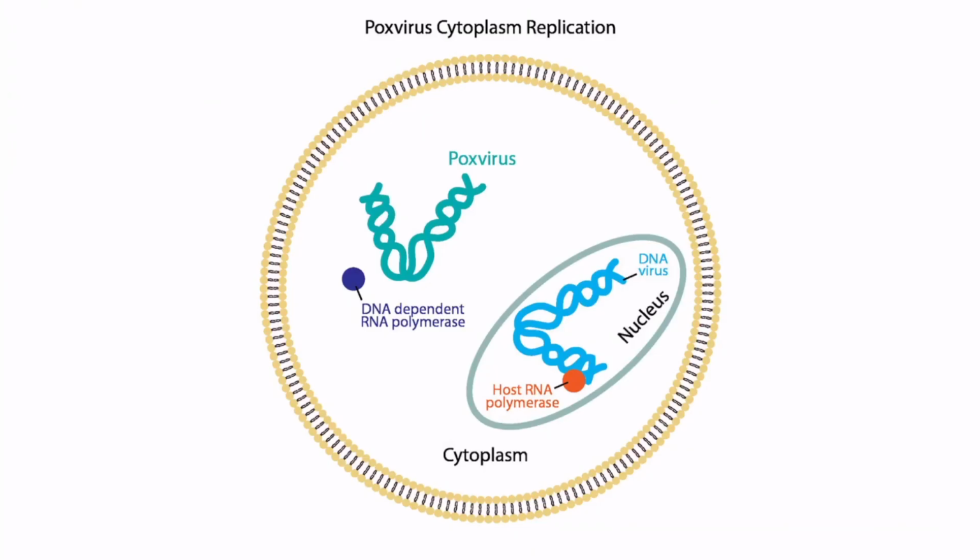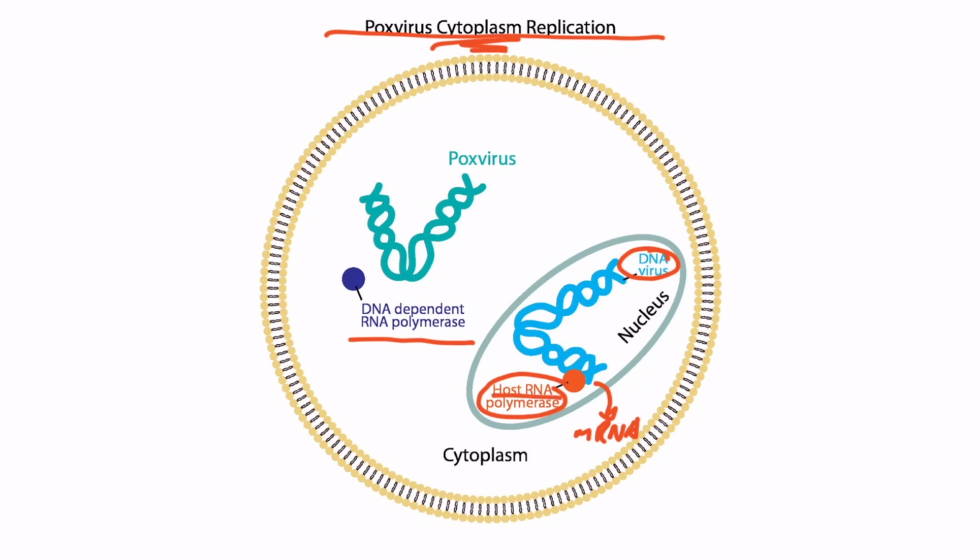This diagram shows Poxvirus replication, which takes place in the cytoplasm. Normally, DNA viruses replicate here in the nucleus. In there, they can use the host RNA polymerase, and this would make mRNA. But poxviruses do not replicate in the nucleus, which is what makes them unusual. And since they replicate in the cytoplasm, they need their own DNA-dependent RNA polymerase. But why would they need their own if the host has it, as we just explained?